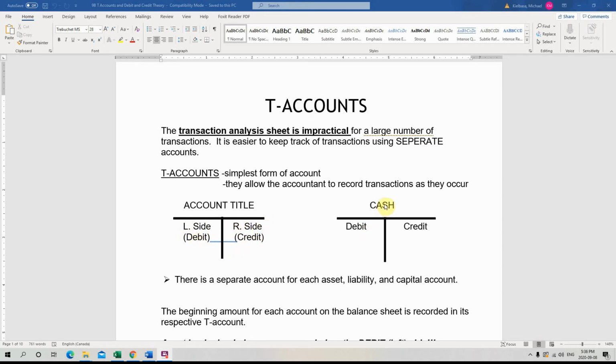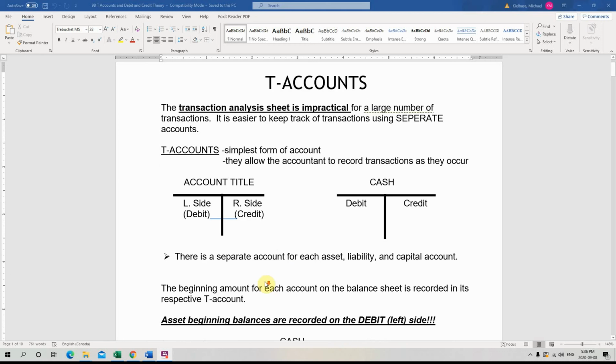So you're going to have a separate T account for every account the company uses. You'll have one for cash, one for accounts receivable, supplies, mortgage, accounts payable, and the capital account. There's a separate account for each account that the company uses. Now, this is the information that's very important.